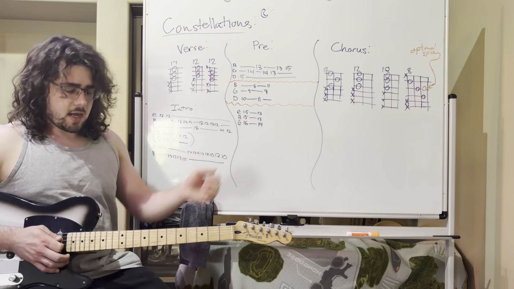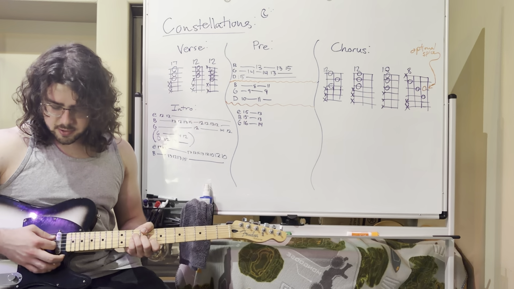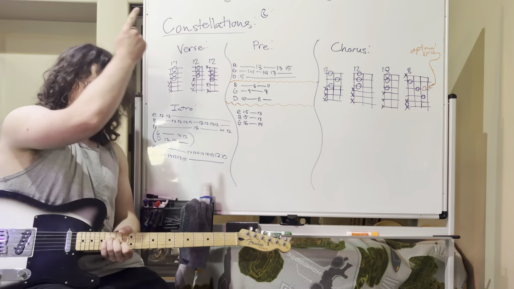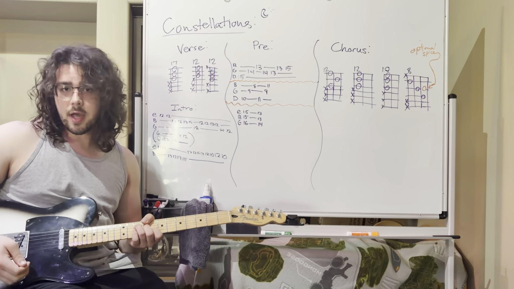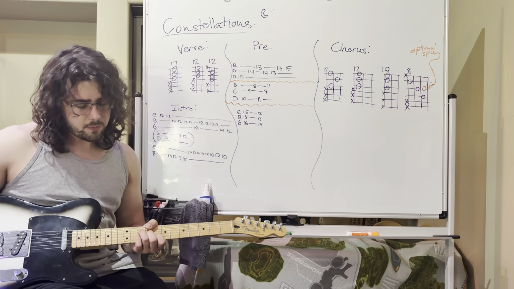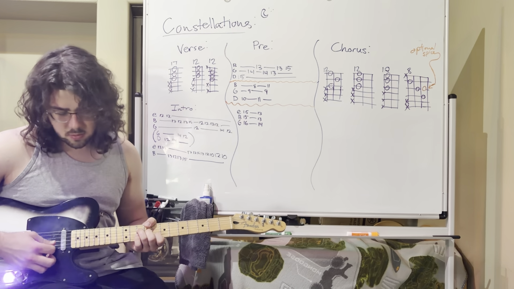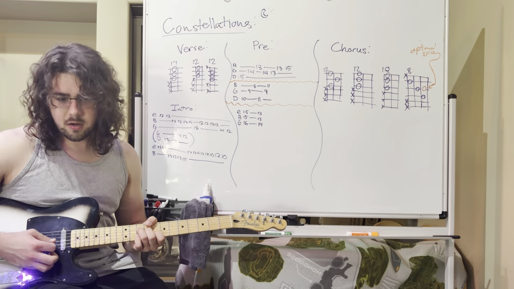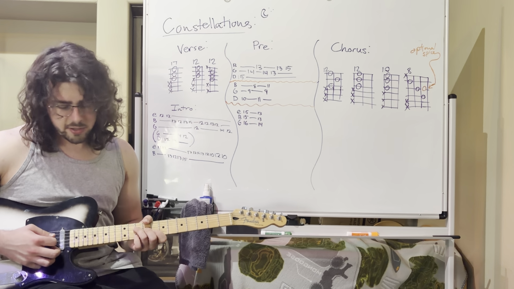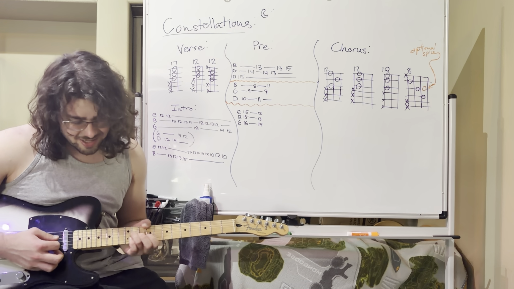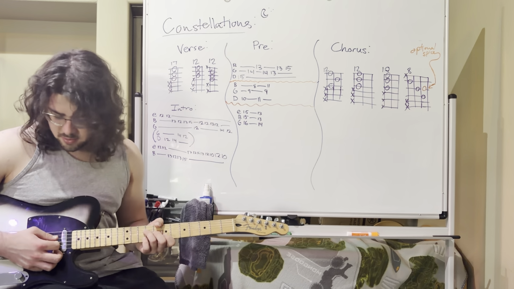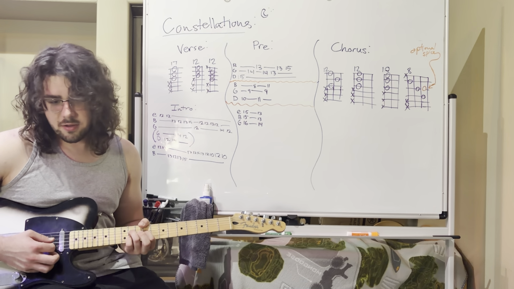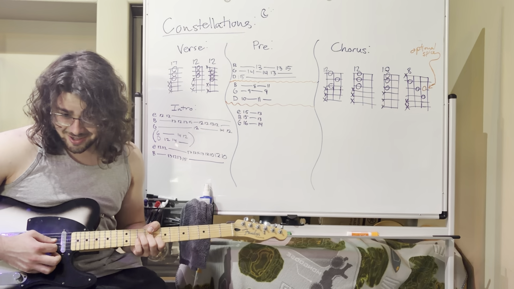Now, 10, 9, 8. This is the second part of the phrase. So it's that same shape as that 15, 14, 13. We're just moving our ring finger down to the 10th fret. And the rhythm's a little weird here. It's not da, da, da, da. It's da, not da, da, da. It's da.